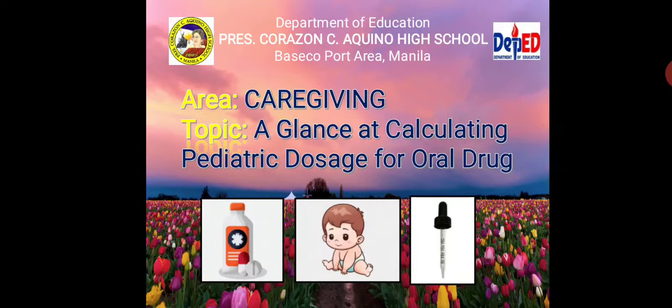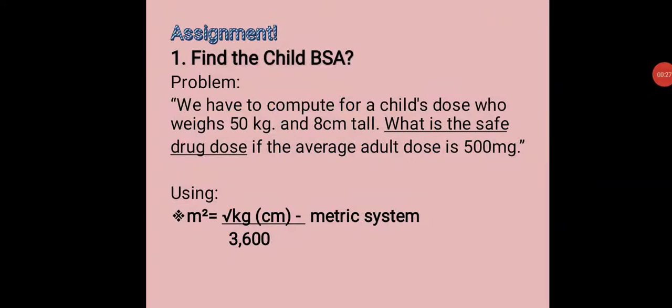So our topic for today is the continuation of our last topic, which is a glance at calculating pediatric dosage for oral drug. Last time, I gave you an assignment regarding how to find a child's BSA using the metric system. So today, we're going to compute that problem.